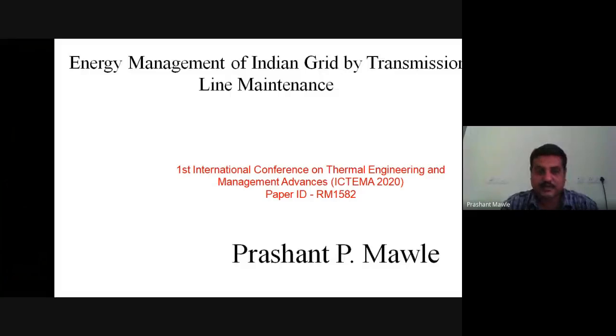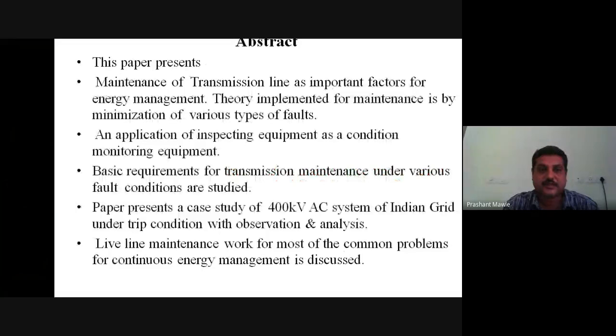Good afternoon, sir. This is Prashant Mavle. My topic of paper is Energy Management of Indian Grid by Transmission Line Maintenance. The abstract of the paper, sir, is that maintenance of transmission line is an important factor for energy management. The theory implemented for maintenance is minimization of various types of faults that take place on the transmission line. For this, I am using various inspecting equipment as condition monitoring equipment for transmission line maintenance.